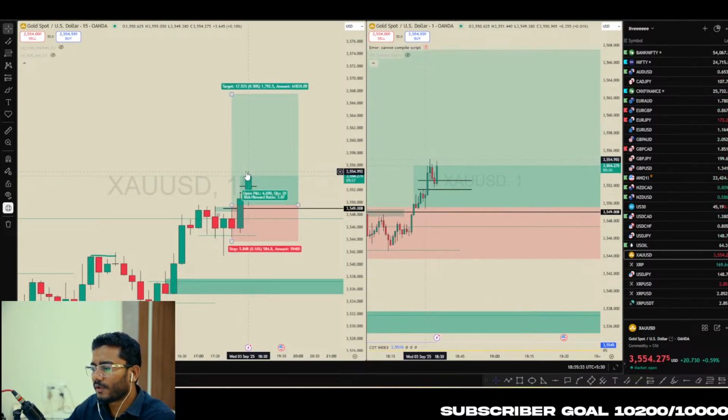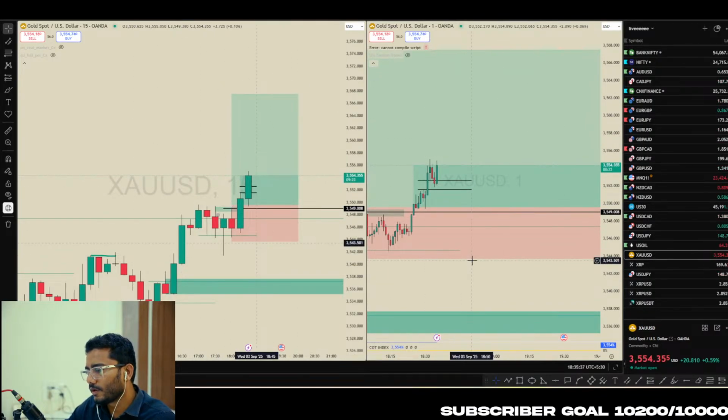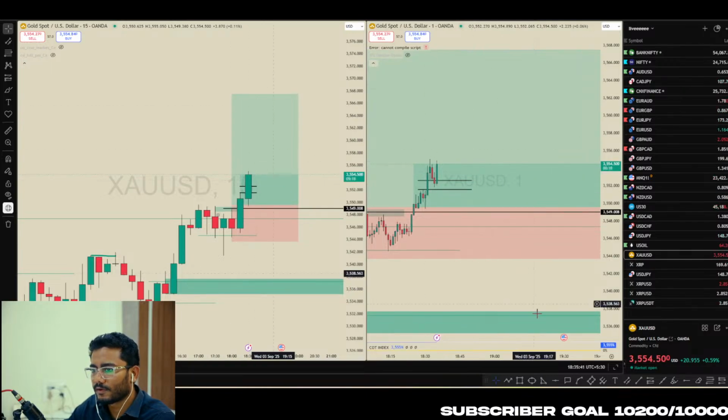On a higher time frame, if price goes to the downside, it feels like price will probably hit our stop loss. But if you look at the same time on a lower time frame, that's not the case, right?